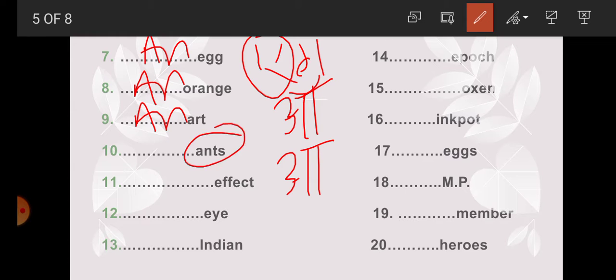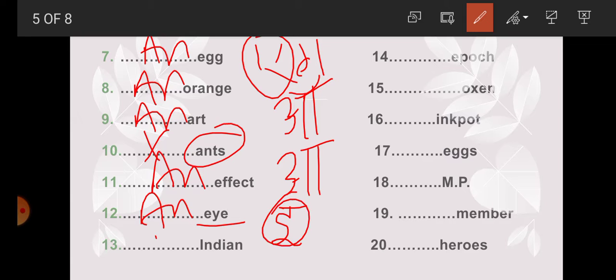Now students, question number 10, ants. What is ants here, students? Plural. So we can't put any article before a plural noun. So here we put what? Cross. No article. Now number 11, students, effect. So E. What is the sound here? E. So what is E sound? Vowel sound. So write an. Number 12, dash I. A. So what is A here, students? Vowel sound. So write an here. Number 13, dash Indian. Indian. Again, students, E sound here. So E is what? Vowel. So write an here.